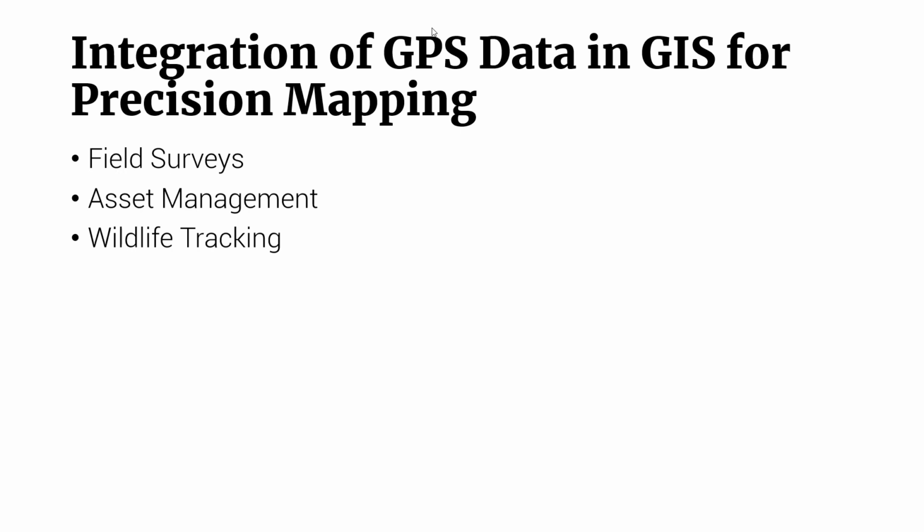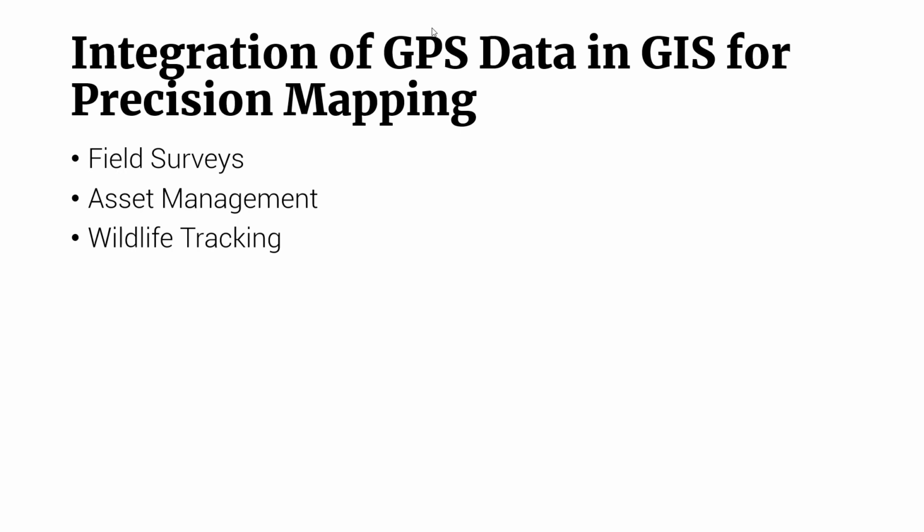So GPS data is very crucial in GIS for enhancing the accuracy and precision of spatial information. This integration involves capturing real-time or recorded GPS data and incorporating it into a GIS database system. So typically, this is how it works.